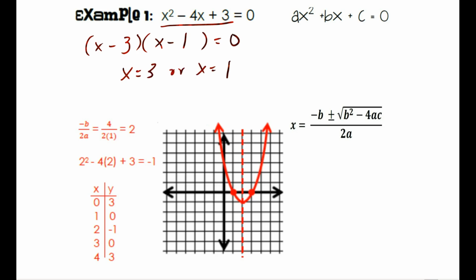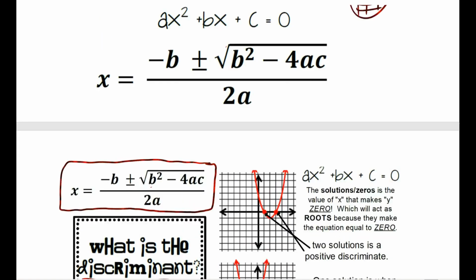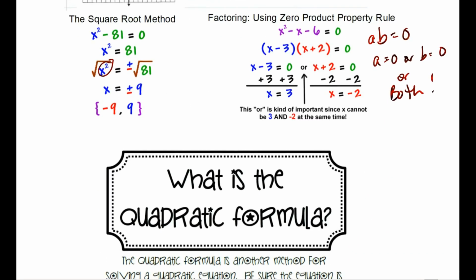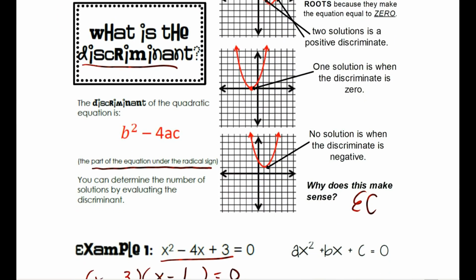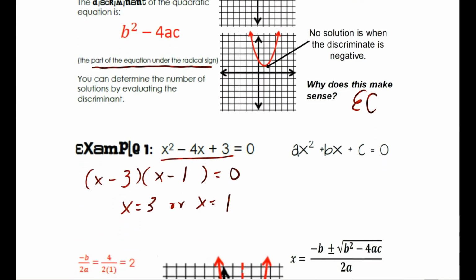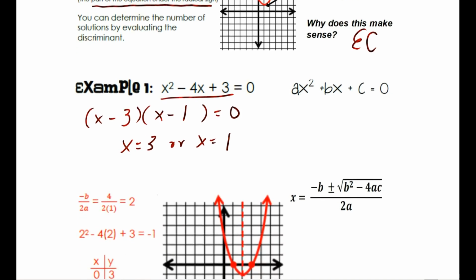Something I forgot to say, which is very important for me to say again: the word or is really important, since x cannot be 3 and -2 at the same time. Remember, x is equal to 3, which makes this equal to 0, or x equals -2, which makes it equal to 0. It can't be both at the same time.